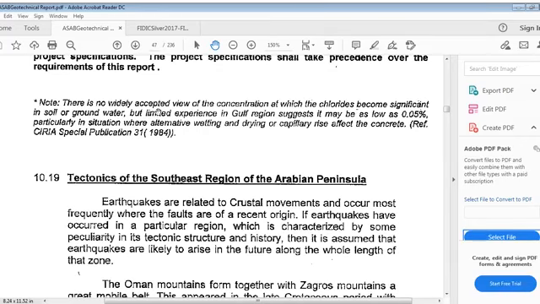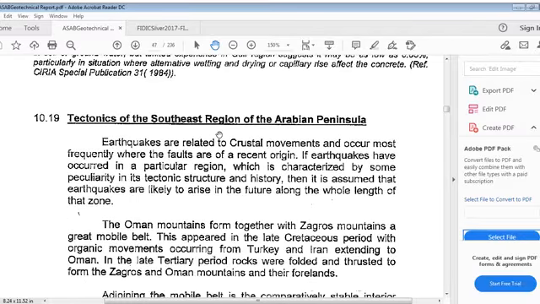Notice given: there is no widely accepted view of the concentration at which chloride becomes significant in soil or groundwater, but limited experience in Gulf regions suggests it may be as low as 0.05%, particularly in situations where alternate wetting and drying or capillary rise affect the concrete. Reference CIRIA Special Publication 31, 1984.